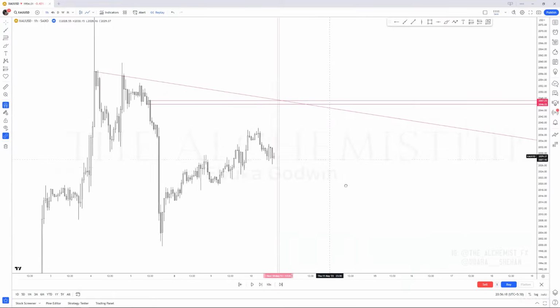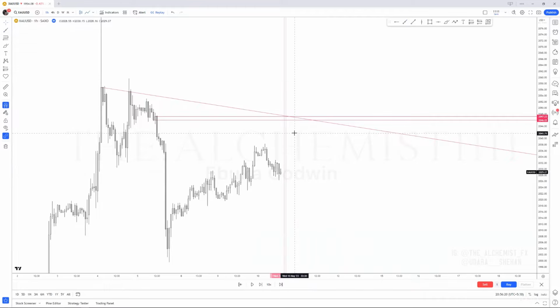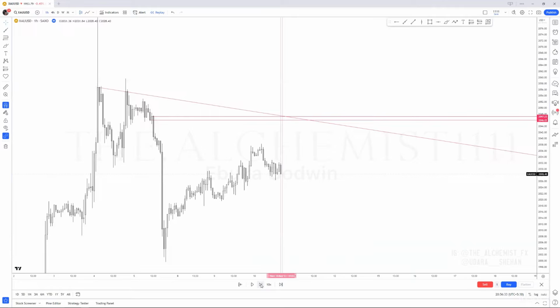Now it doesn't have to be perfect. Don't think the market is going to come here, or the market is going to come here. No, it doesn't have to do that. It could, but it doesn't have to do that all the time. Okay, so then what happens?